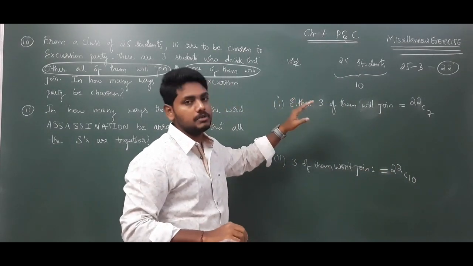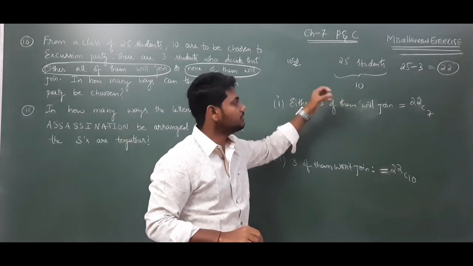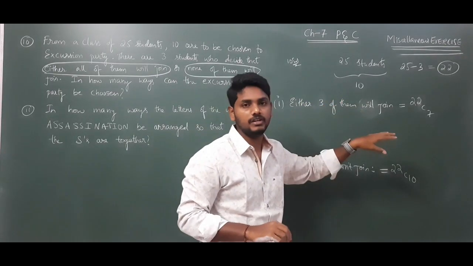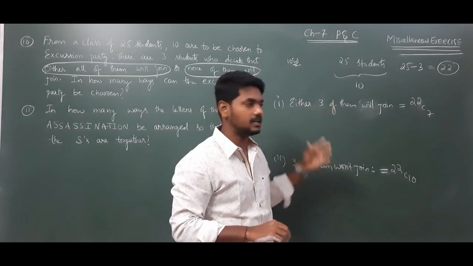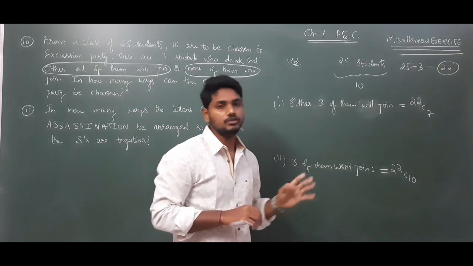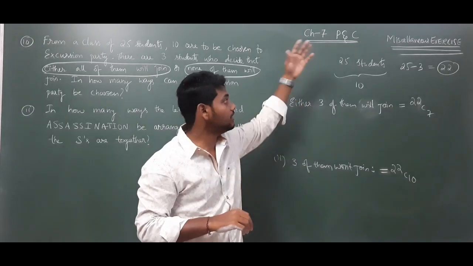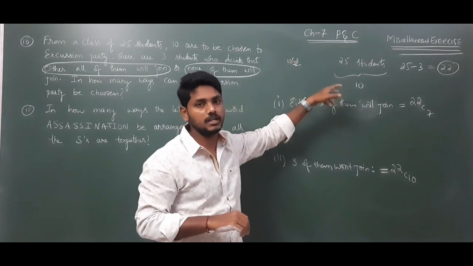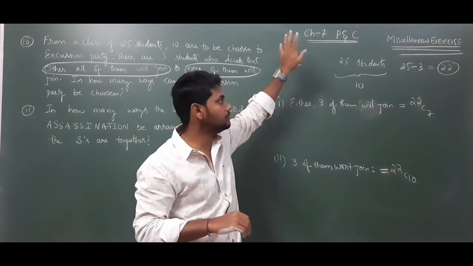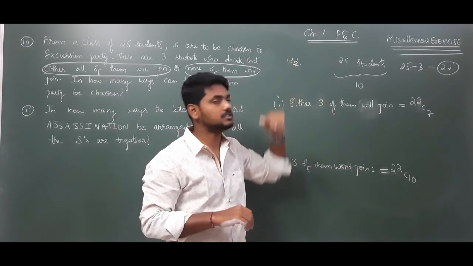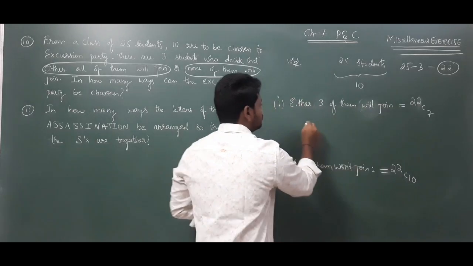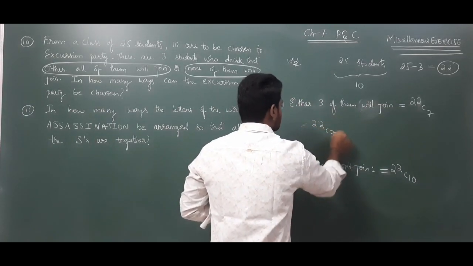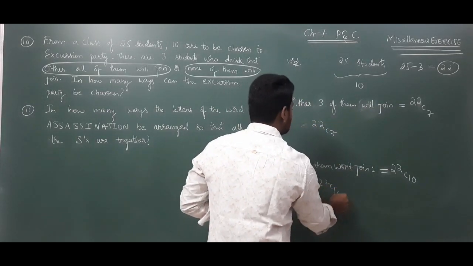If 3 of them join, then out of 10, 3 will be already added, so remaining 7 only we need to select. 7 from 22. Why? Because 3 are already added. Next, if 3 of them won't join, that means out of 25, 3 will be eliminated, not from 10. So remaining 10 members we need to select from 25. So 22C7 is one case, and 22C10 is one case.